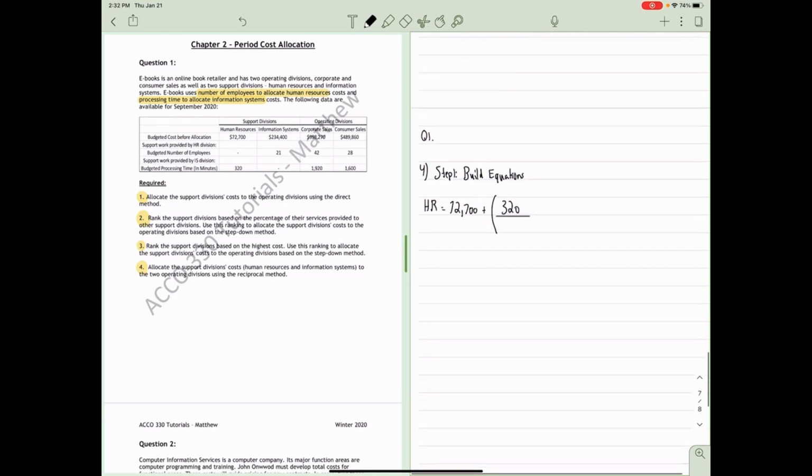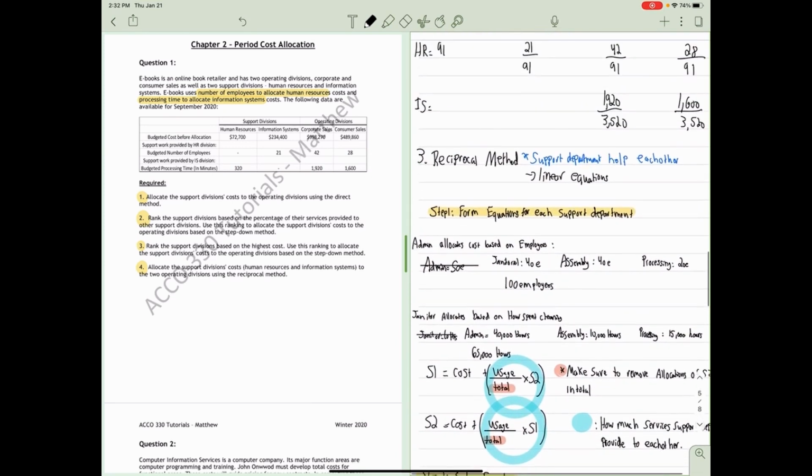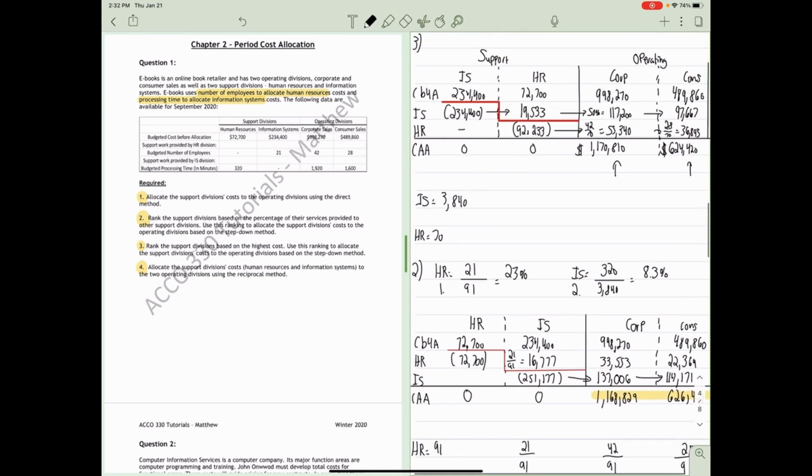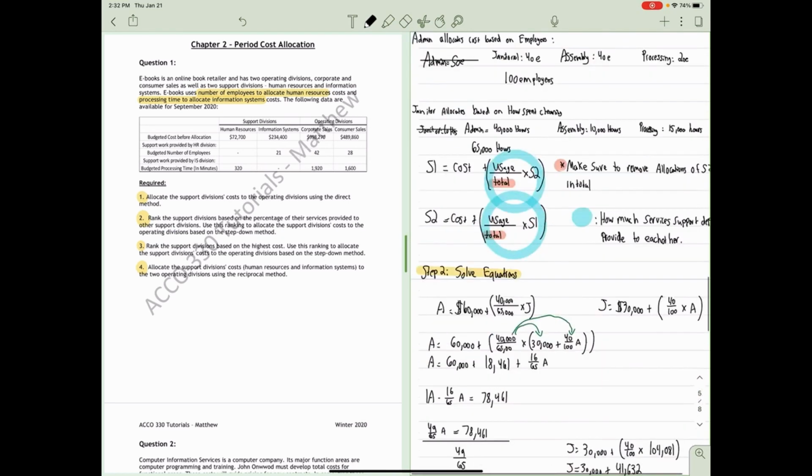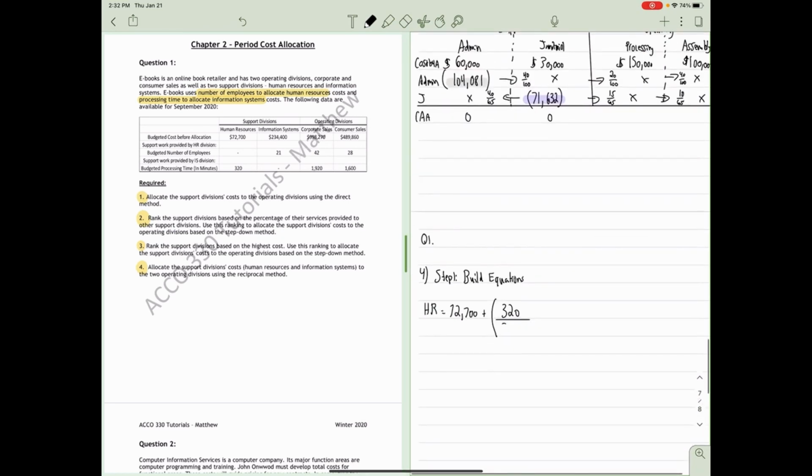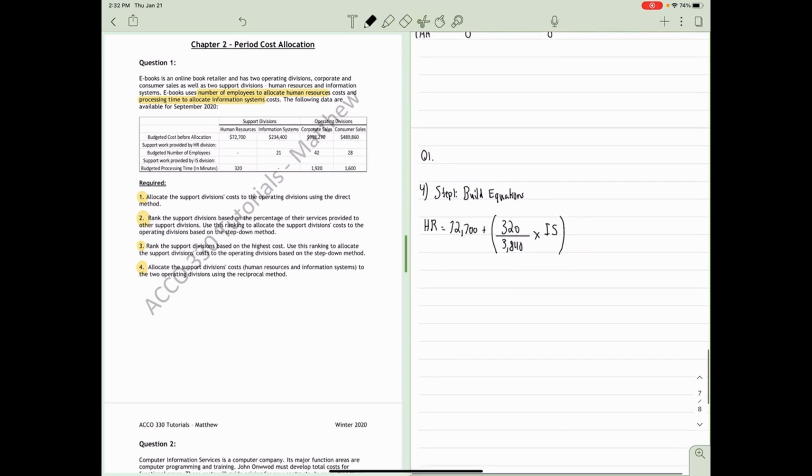Did we do this part? Just give me a second. Let me scroll up. I'm pretty sure we got the total. Yeah, 3,840 was the total. Okay, so that's the total. We can always add it all up just to be sure. So 3,840, that's how much we use of the information systems, so times IS. That's the equation of HR. It's always how much do they use out of the total of the other support department. Since we use 320 minutes of IS, that is the ratio that we're making. That's the percentage.